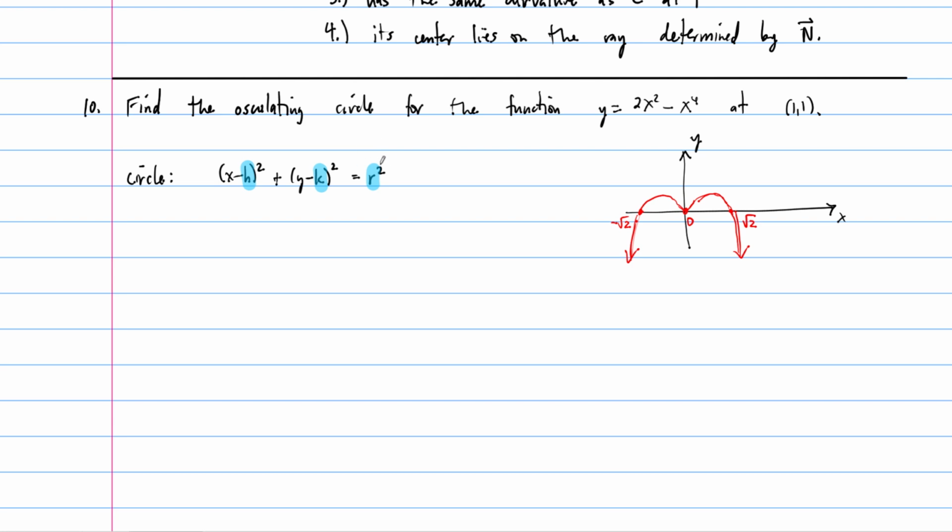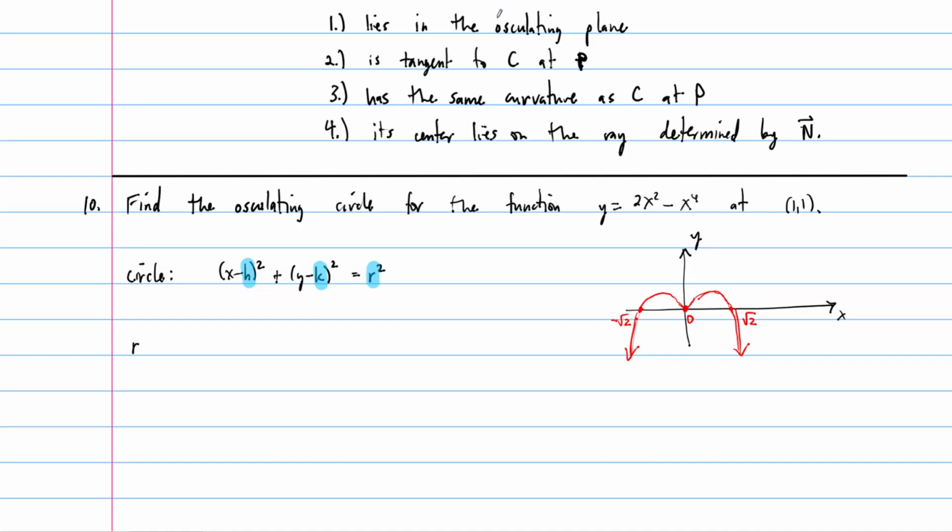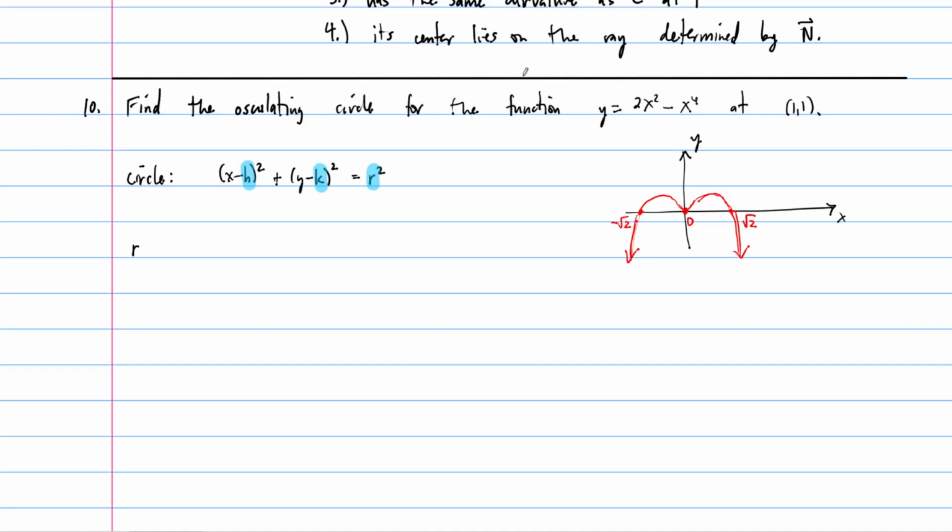The r is in some sense the easiest one to find because, by our definition, it's going to be 1 over the curvature. So r is going to be 1 over kappa. So the first thing we should do is compute kappa. Remember our formula for kappa: for a plane curve, it's the absolute value of the second derivative divided by the quantity (1 plus f prime of x squared) to the 3/2 power. Okay, so we need to compute all this stuff.